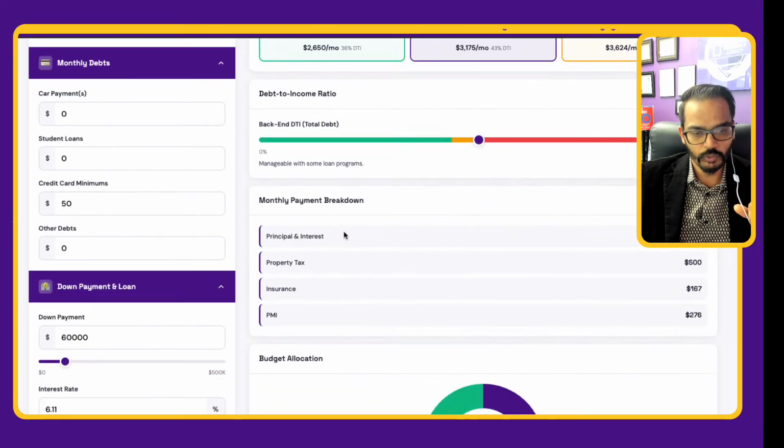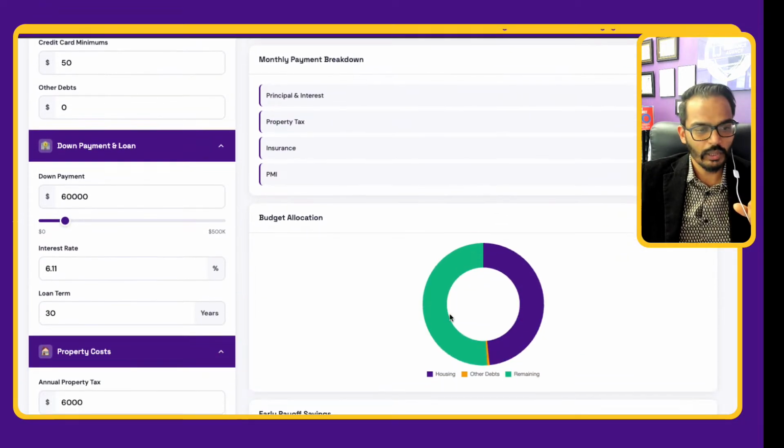So they will ask you, hey, what does this consist of, right? What does it include? Then you can tell them, hey, principal and interest is $2,681. Your property taxes, we're saying $500. This is all per month. Your insurance, we're putting $167. And since you're putting down less than 20%, you're going to pay mortgage insurance, which is around $276 in this scenario, right?